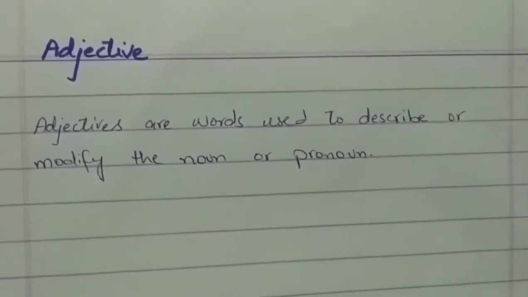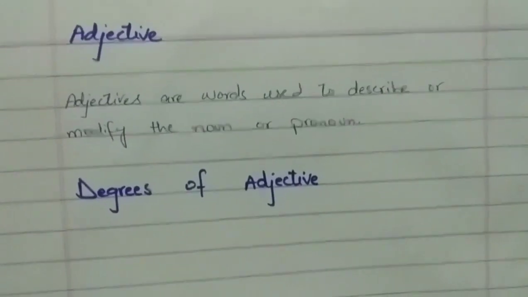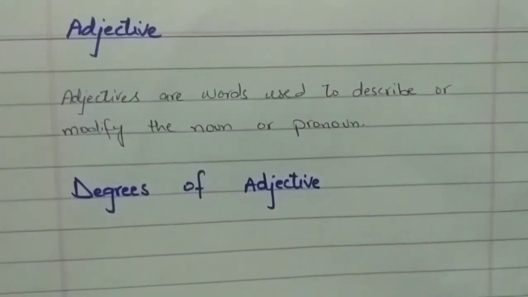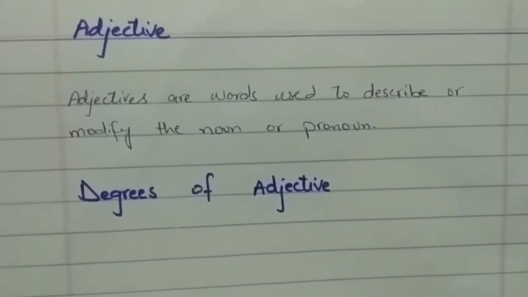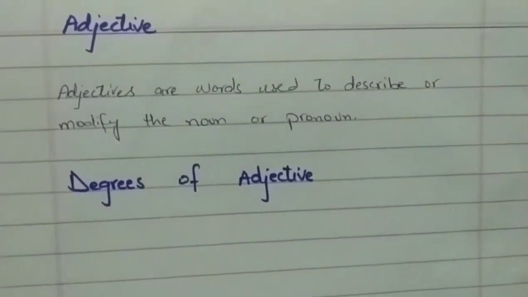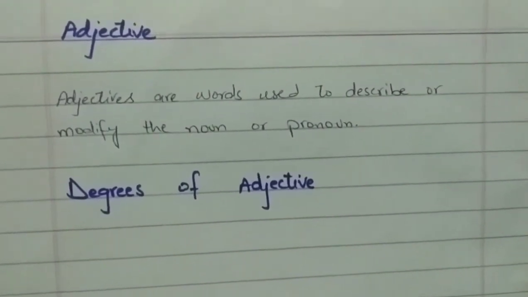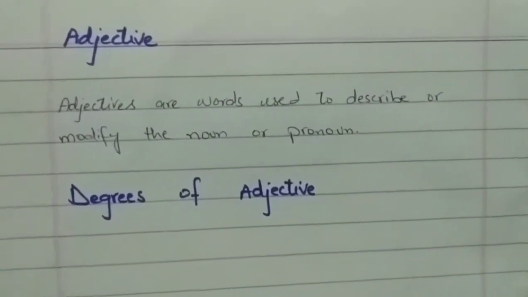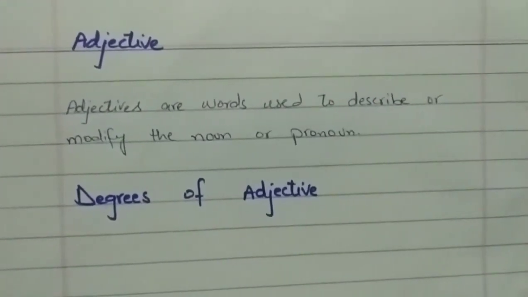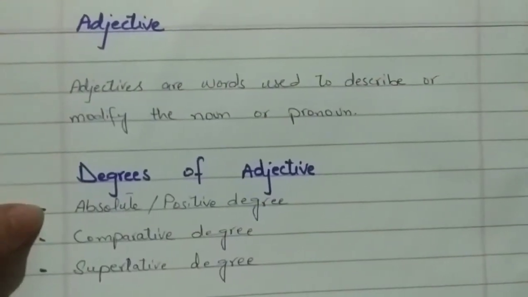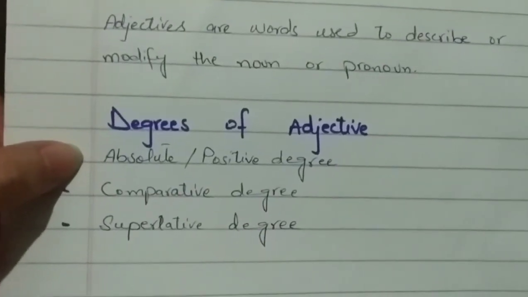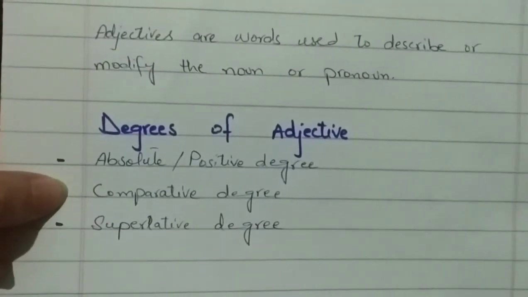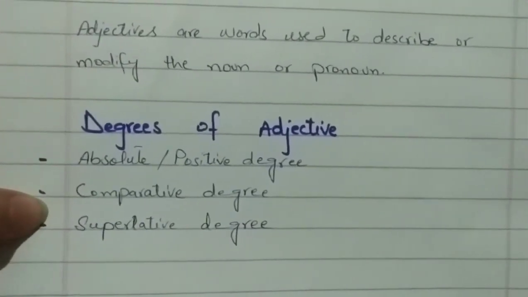Let's move towards the degrees of adjective. So here, what is the meaning of degree? जब किसी चीज का लेवल बढ़ जाता है तो हम कहते हैं कि इसकी डिग्री बढ़ गई है. So we can say that degree means we are upgrading the level. So we have 3 degrees of adjective. Number 1 we have absolute degree or positive degree. Second we have comparative degree, and third we have superlative degree.